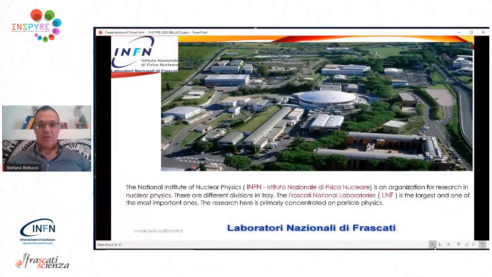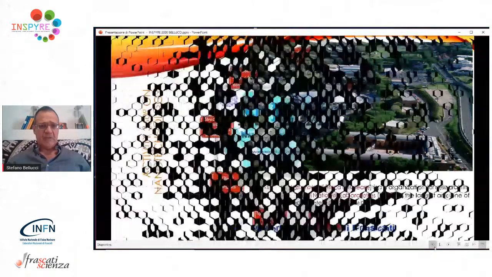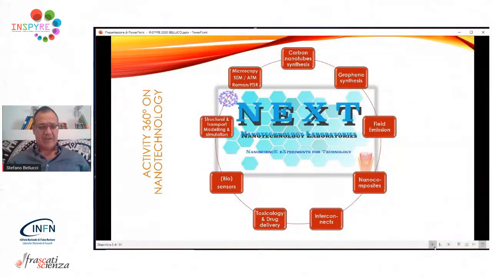Now, where we are is given in this slide. This is the largest national laboratory of the National Institute of Nuclear Physics in Italy. And here is where I normally work. My group has been working, as I said, for two decades. That explains the wide variety of subjects that we've been considering with nanoscience and nanotechnological application of this science.